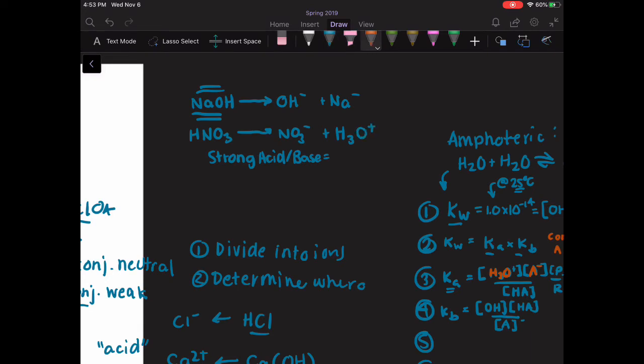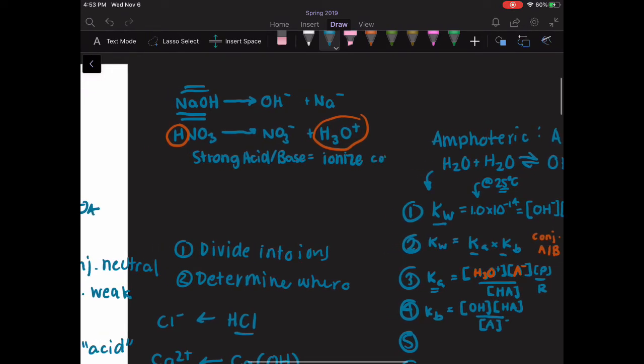Something important to note is that this hydrogen right here is never just going to be free in solution. It's always going to end up being bound to water, right? Because you don't just have free hydrogen ions floating around. So strong acids and bases ionize completely. A weak acid or base will not. So weak equals does not ionize completely.